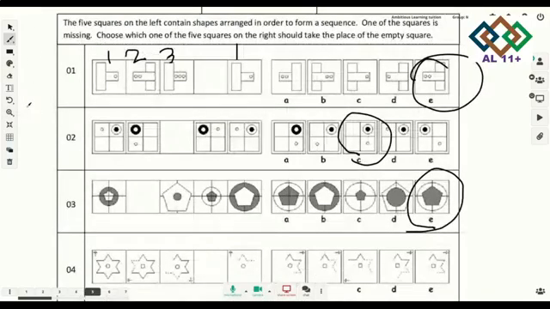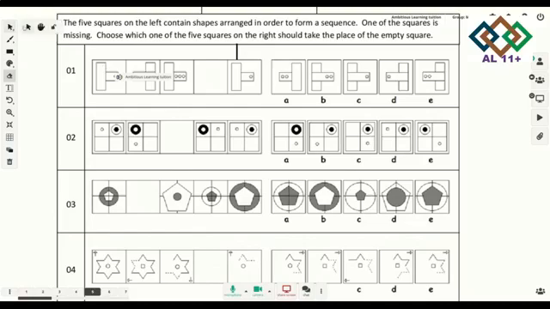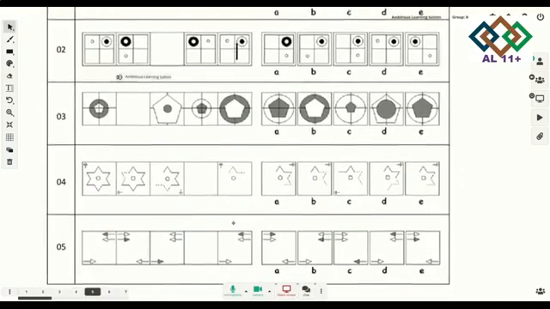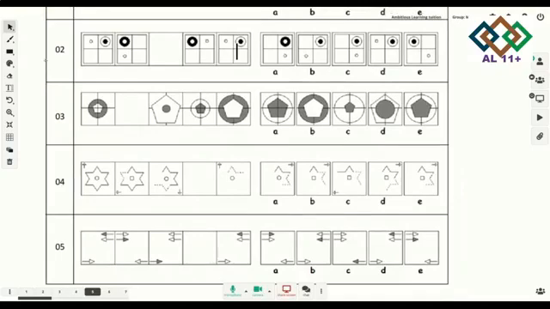In this one, I'm explaining how to do it, and you can also do it yourself, because some of you are new to 11 plus and don't know how to do non-verbal. So let's move on to number 4 now.